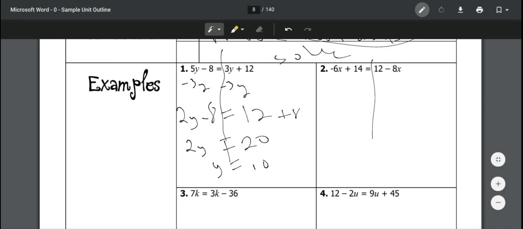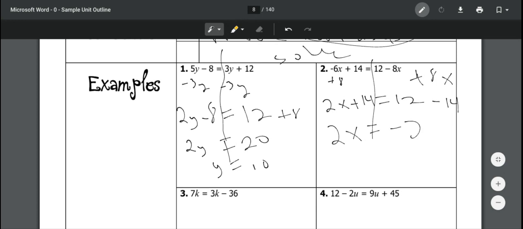I'm going to add 8x to both sides. So negative 6 plus 8 is 2x plus 14 equals 12. And then we have 2x. We're going to minus 14. So negative 2. X equals negative 1.